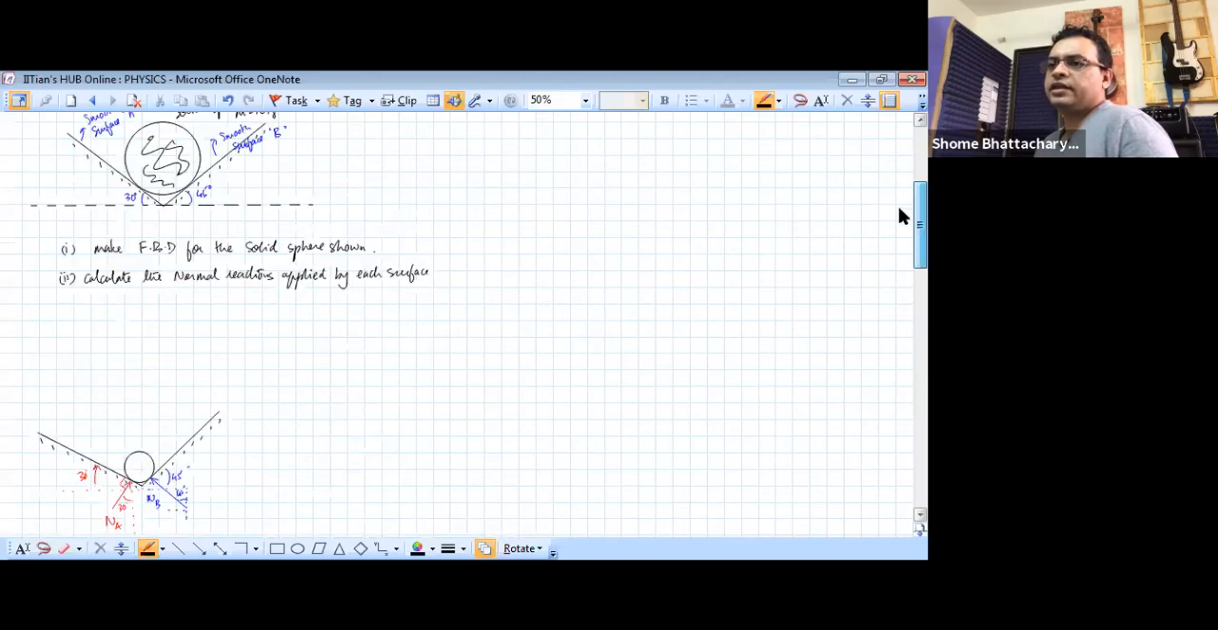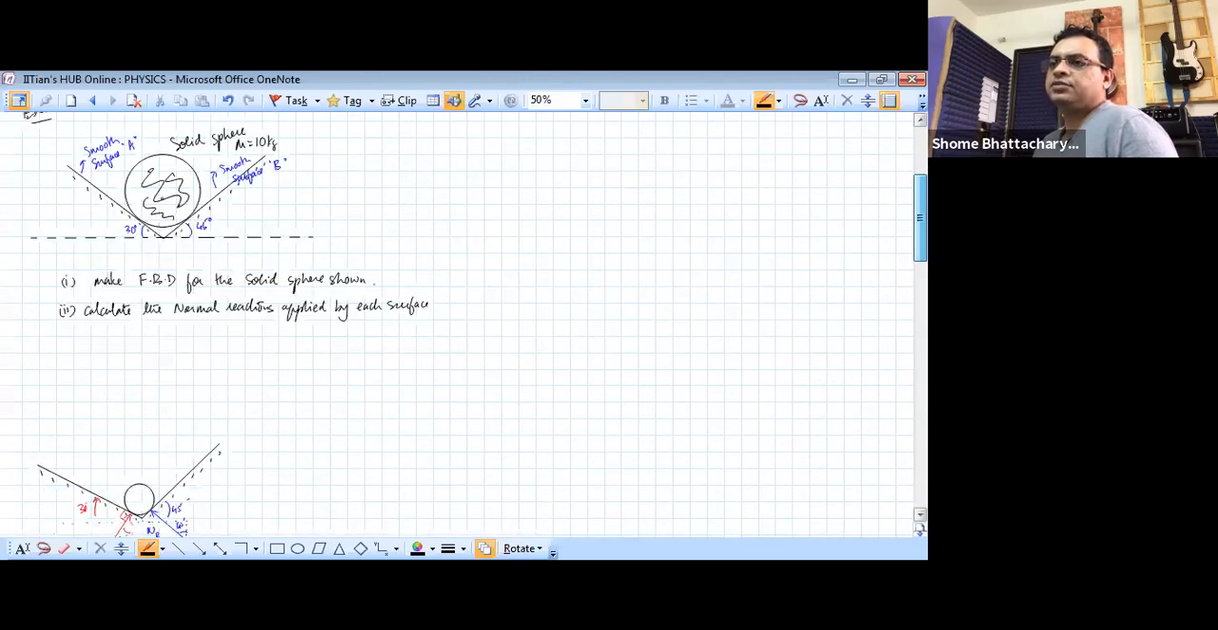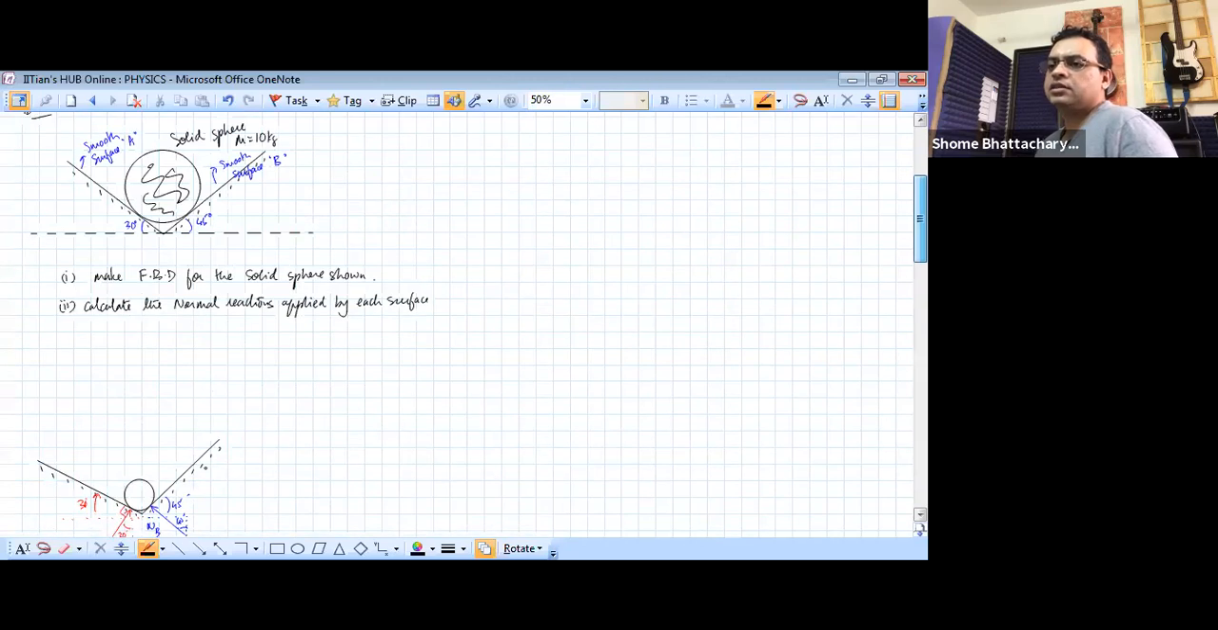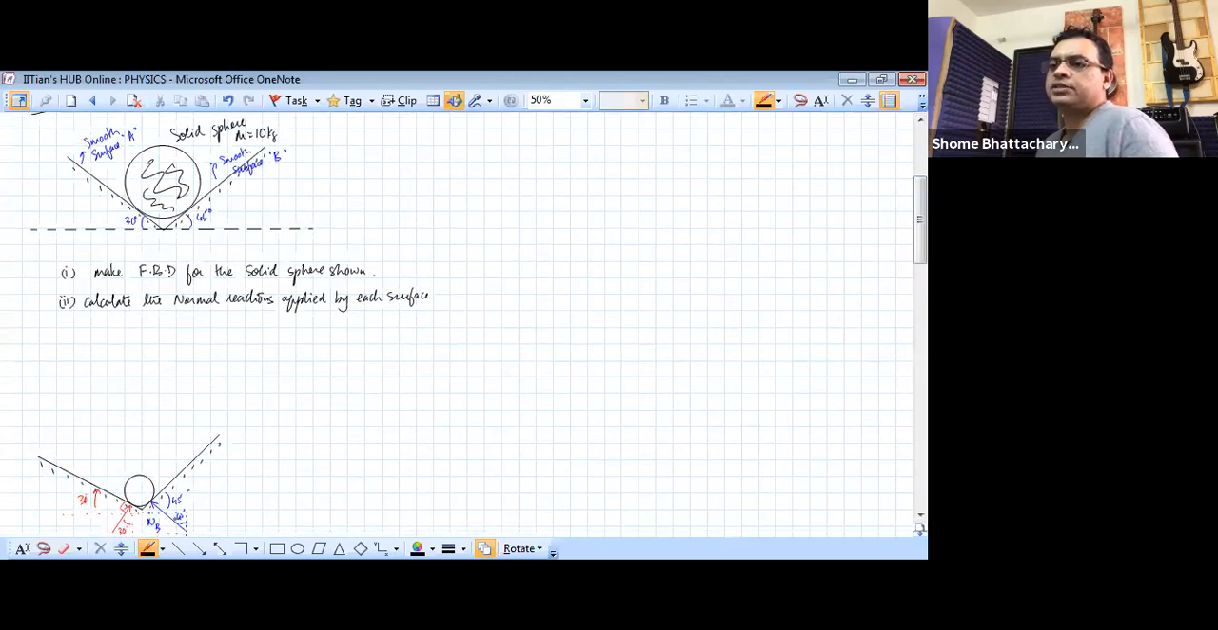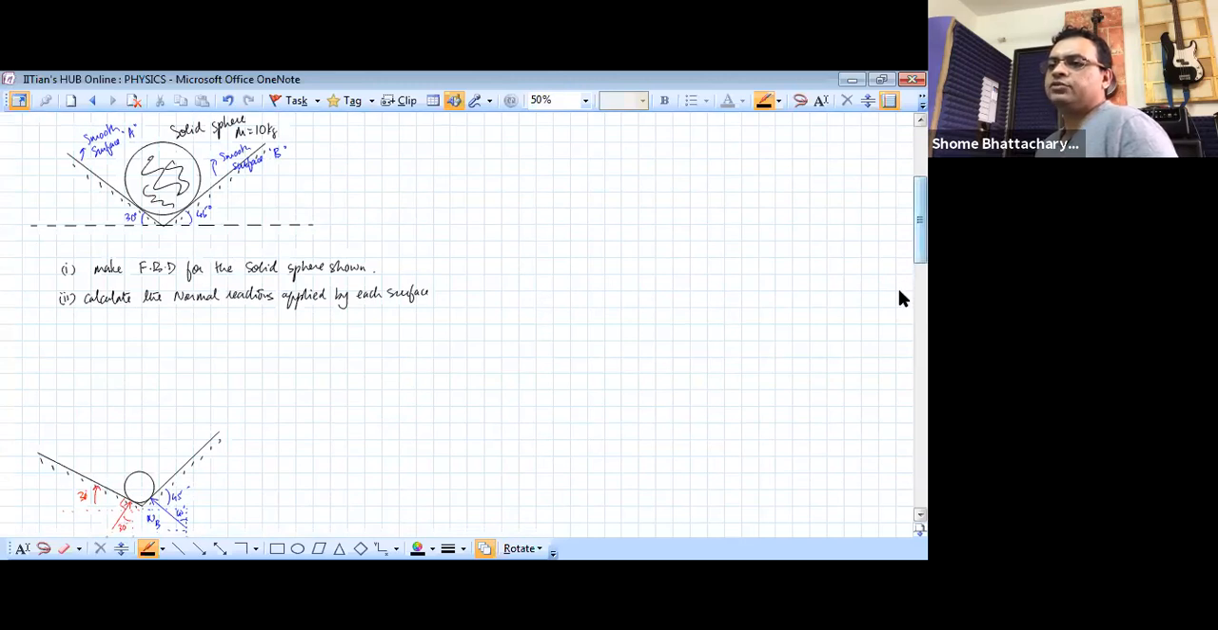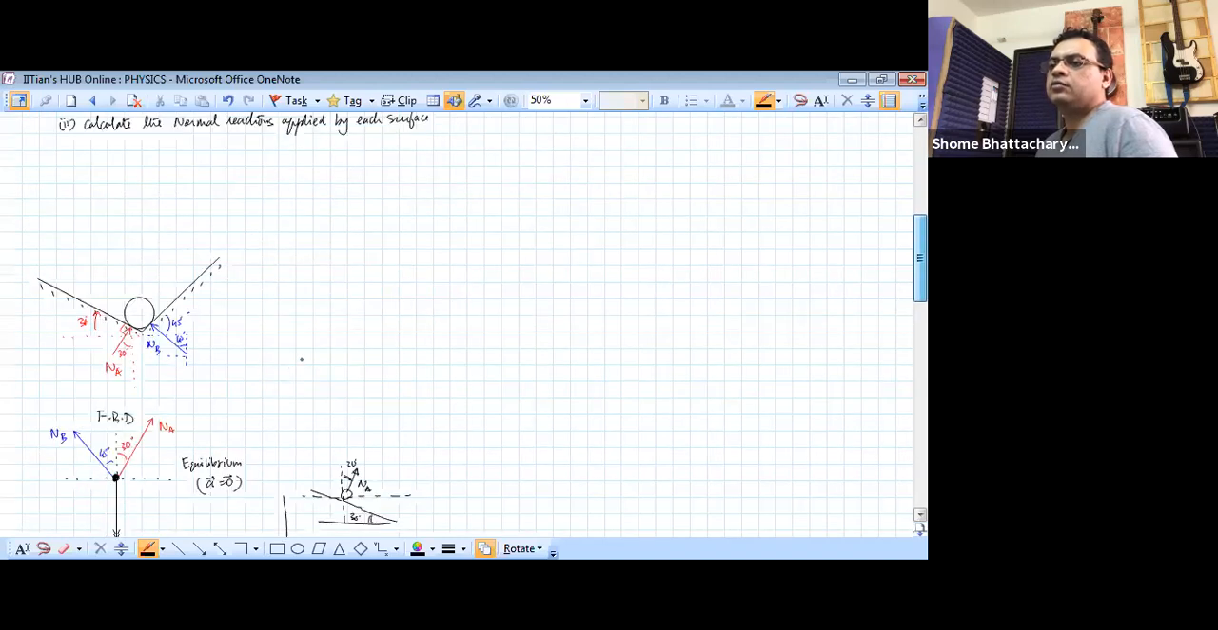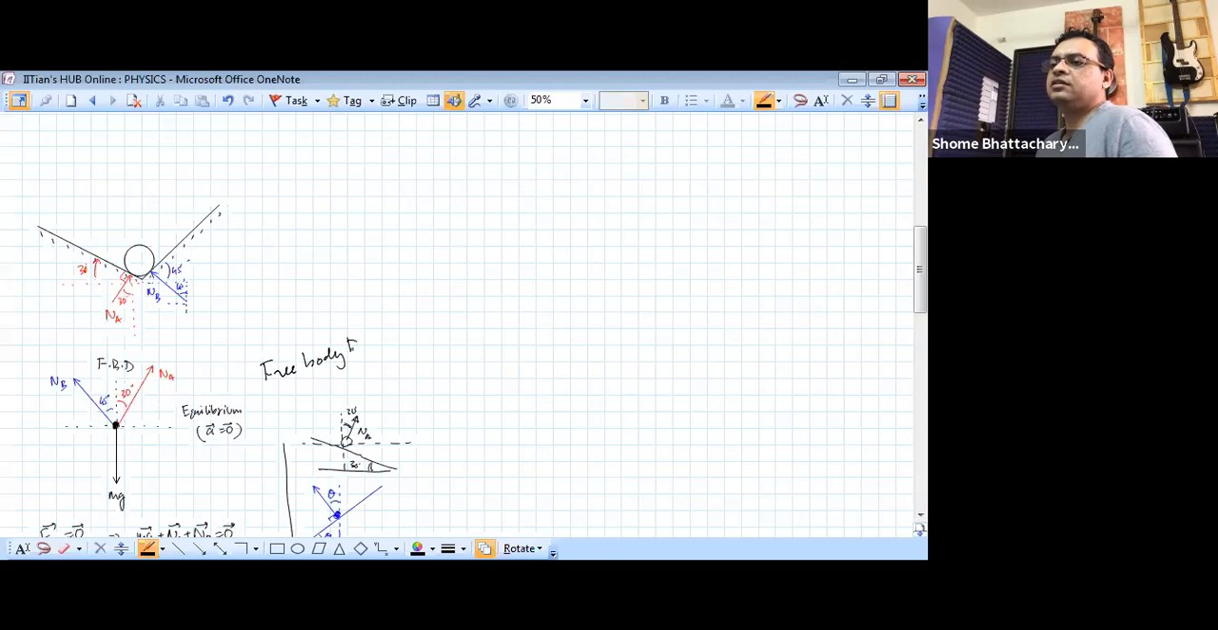So first of all, you understand that this diagram, the sphere lying between these two inclined planes, will convert into this force picture. And further, that force picture, in which you understand the two normal reactions acting, you can convert into this free body diagram. Okay, this is the free body diagram, where you are representing the entire sphere by just a particle, which is the equivalent mass. And then you are showing the forces acting on it.